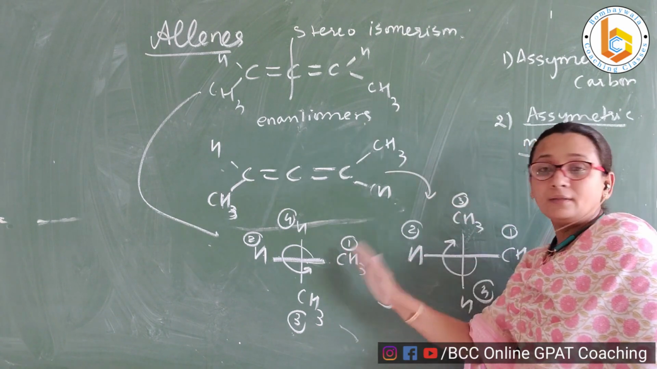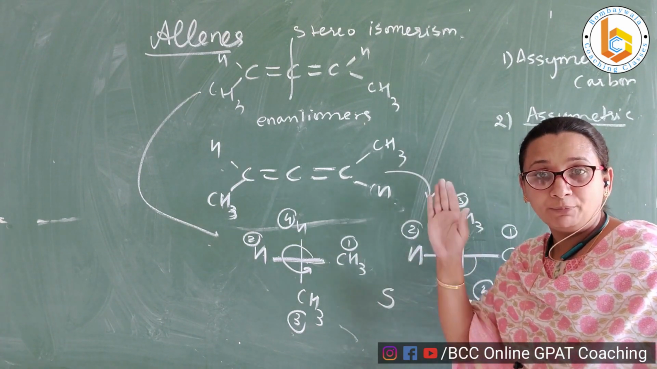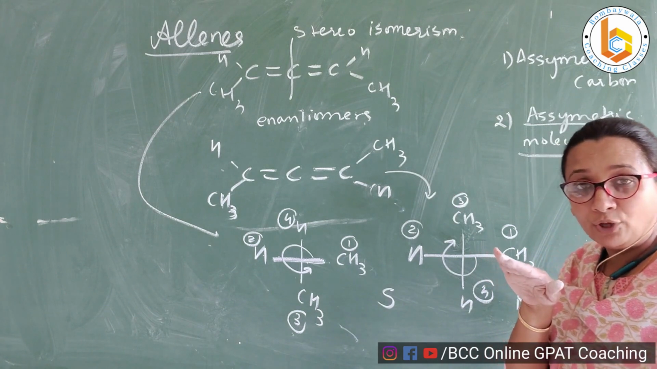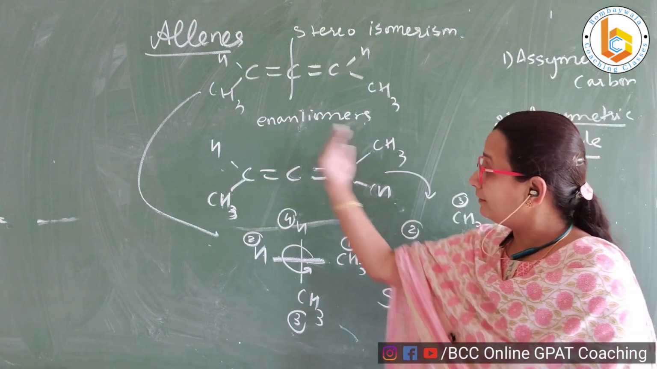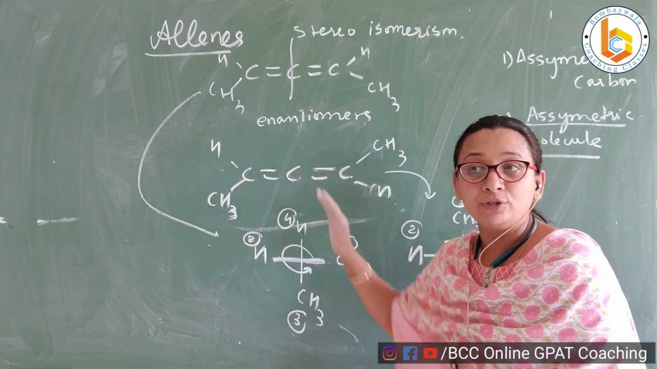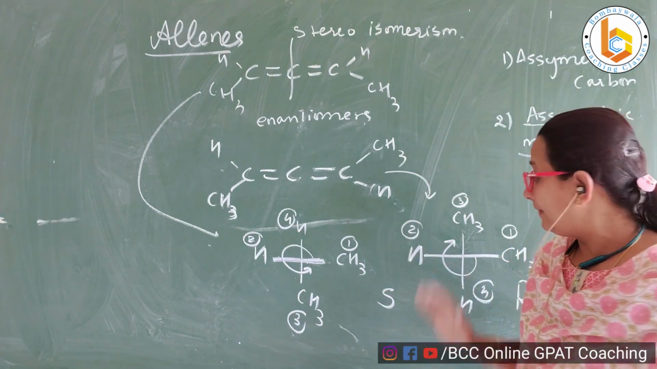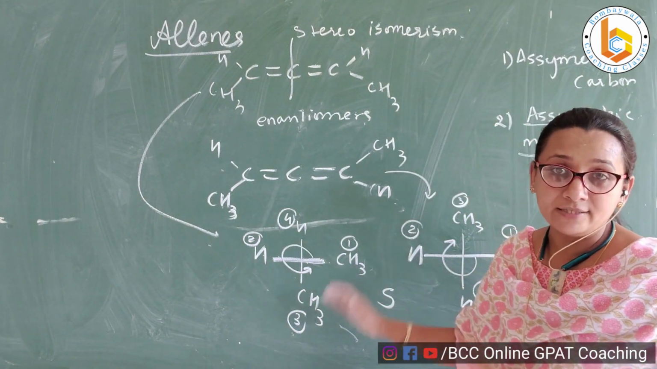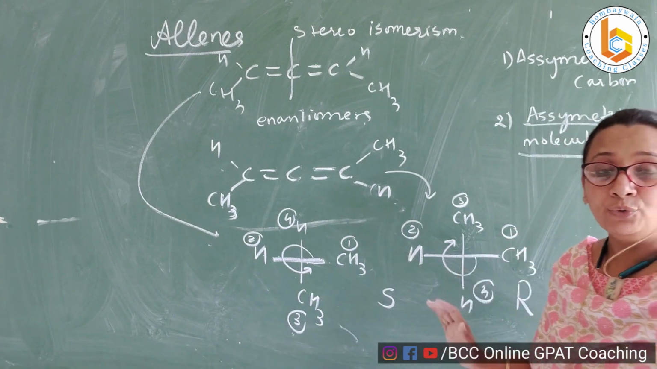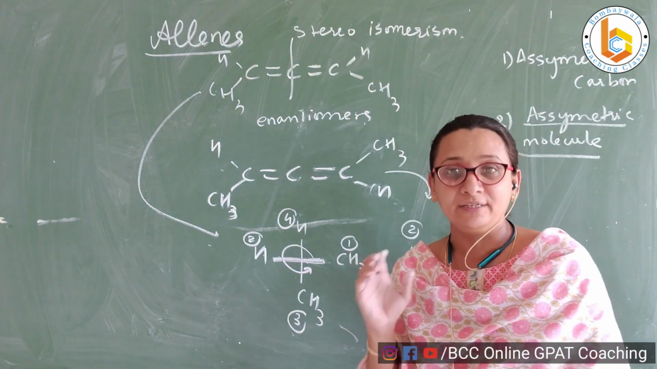View. This should be put on the horizontal axis, and the rear carbons should be put on the vertical axis. They should be put on the vertical axis. And this is how you assign the S or R nomenclature to allenes or your cumulated dienes.